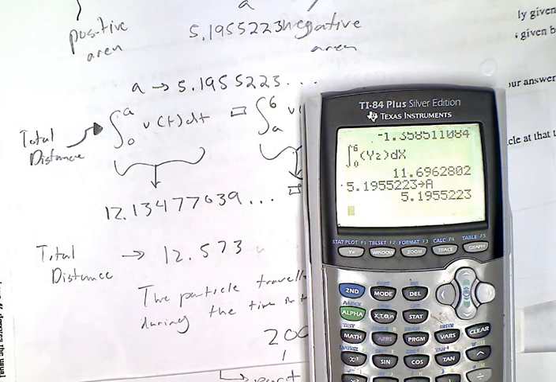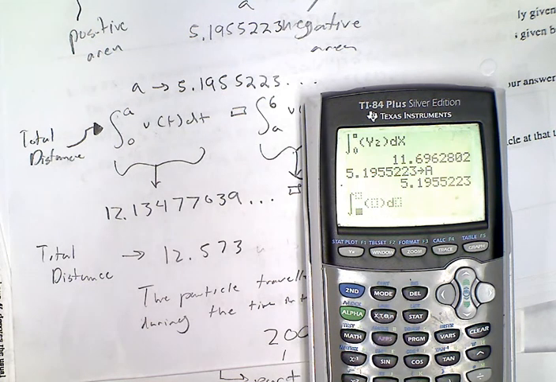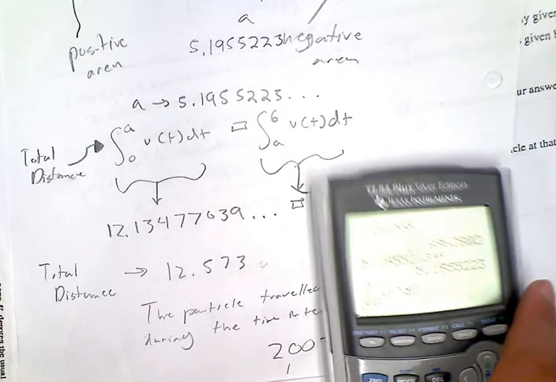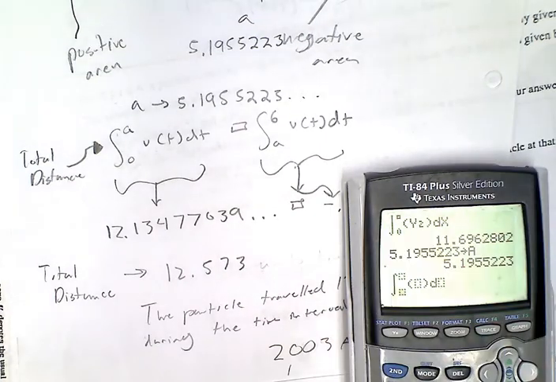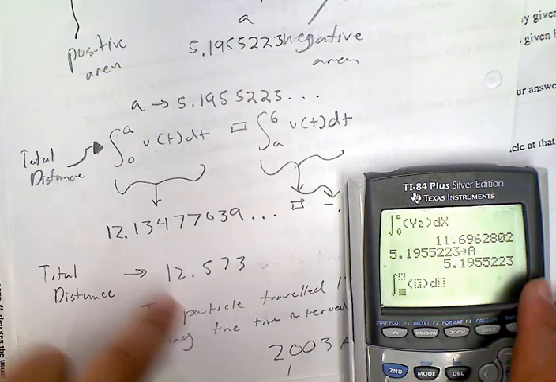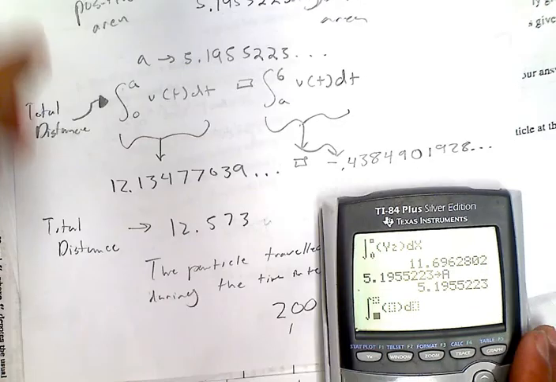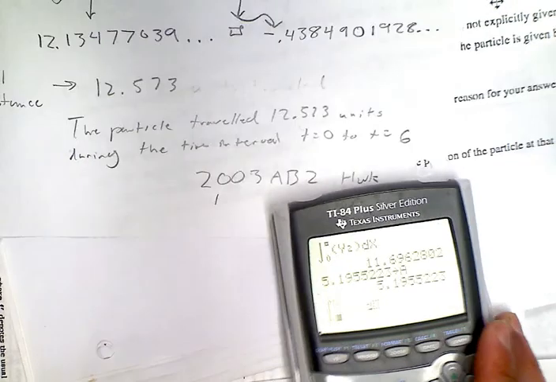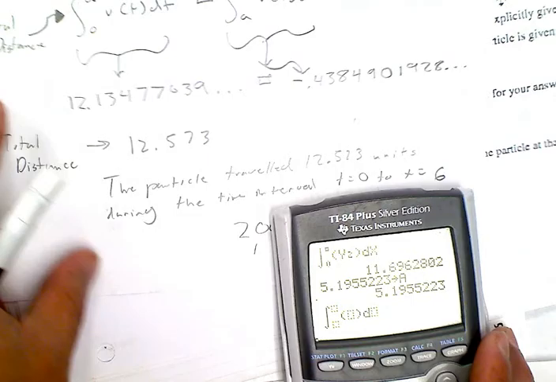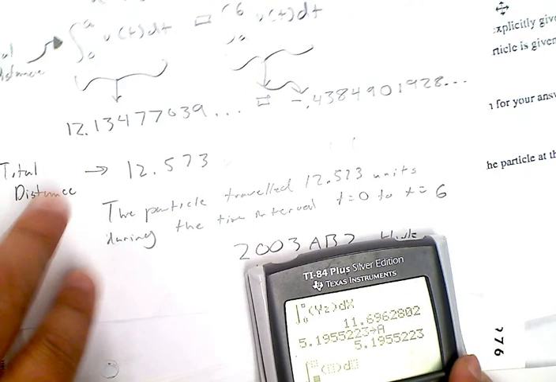And then I have to do some math. Look at my first integral from 0 to a. I don't want to write all 10 of those digits. That'll give me the positive area. From a to 6 gives me the negative area. Notice how I would have to write 10 digits every time.